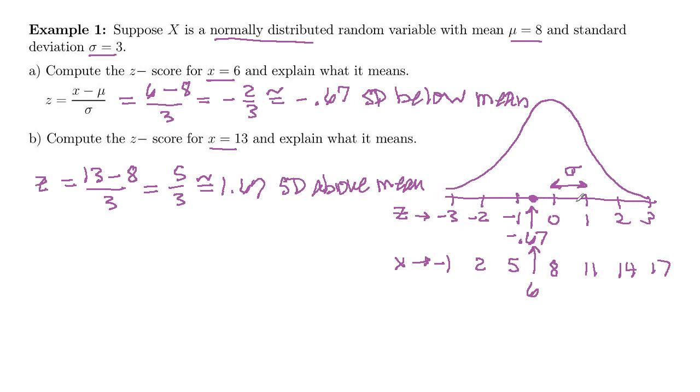So that means 1.67 for the z-score is about right there. So that's 1.67, and then the corresponding x value is 13. So your 13 is between 11 and 14 here, and it corresponds to that 1.67. So the value 13 is 1.67 standard deviations above the mean. The value 6 is 0.67 standard deviations below the mean.